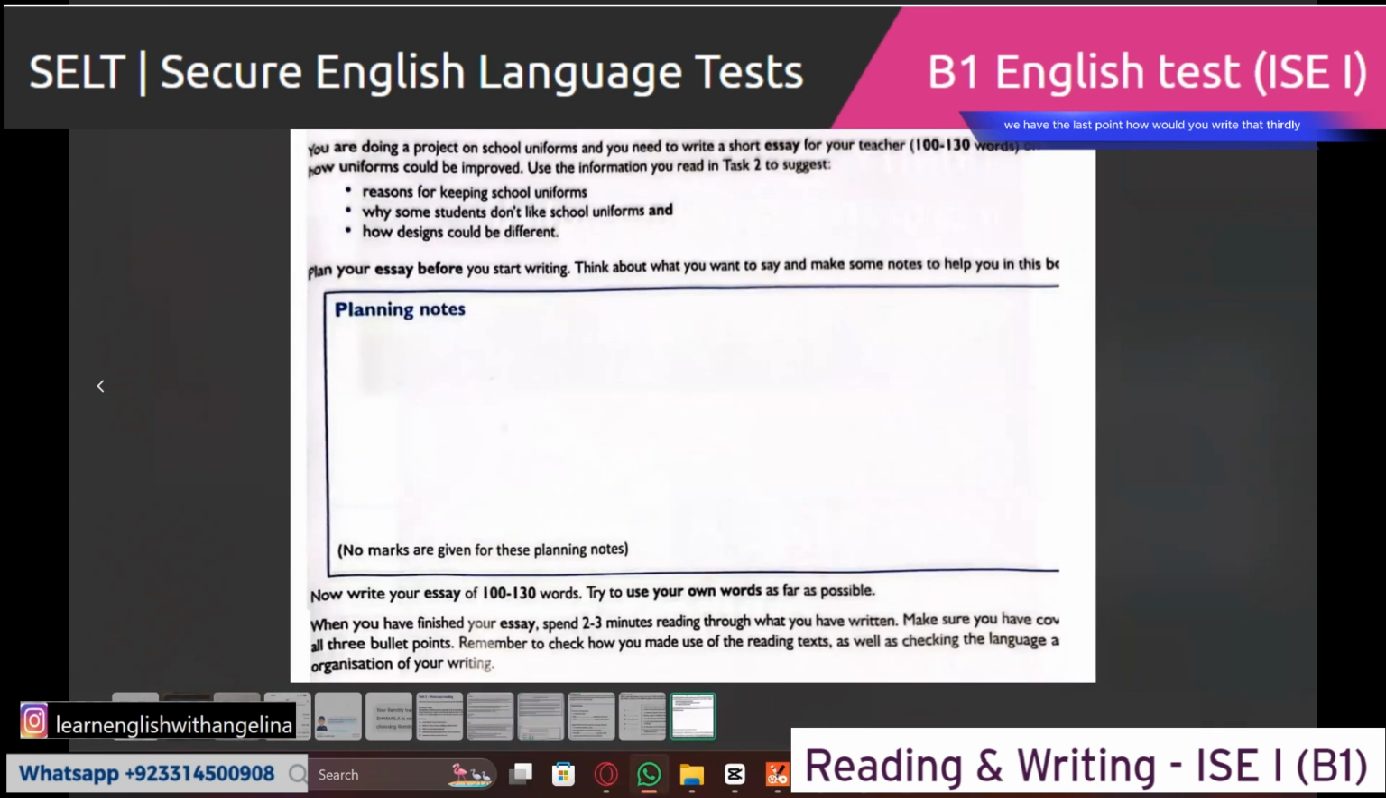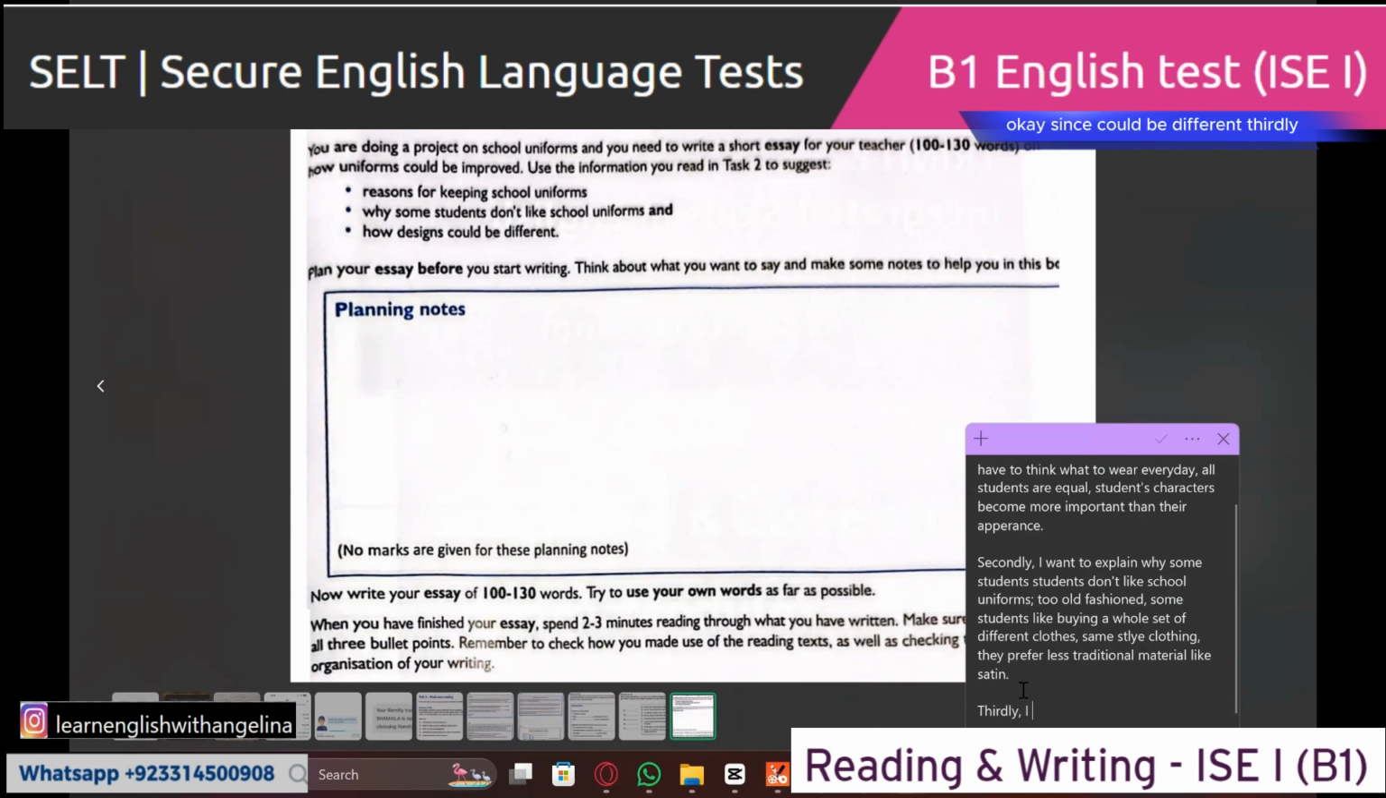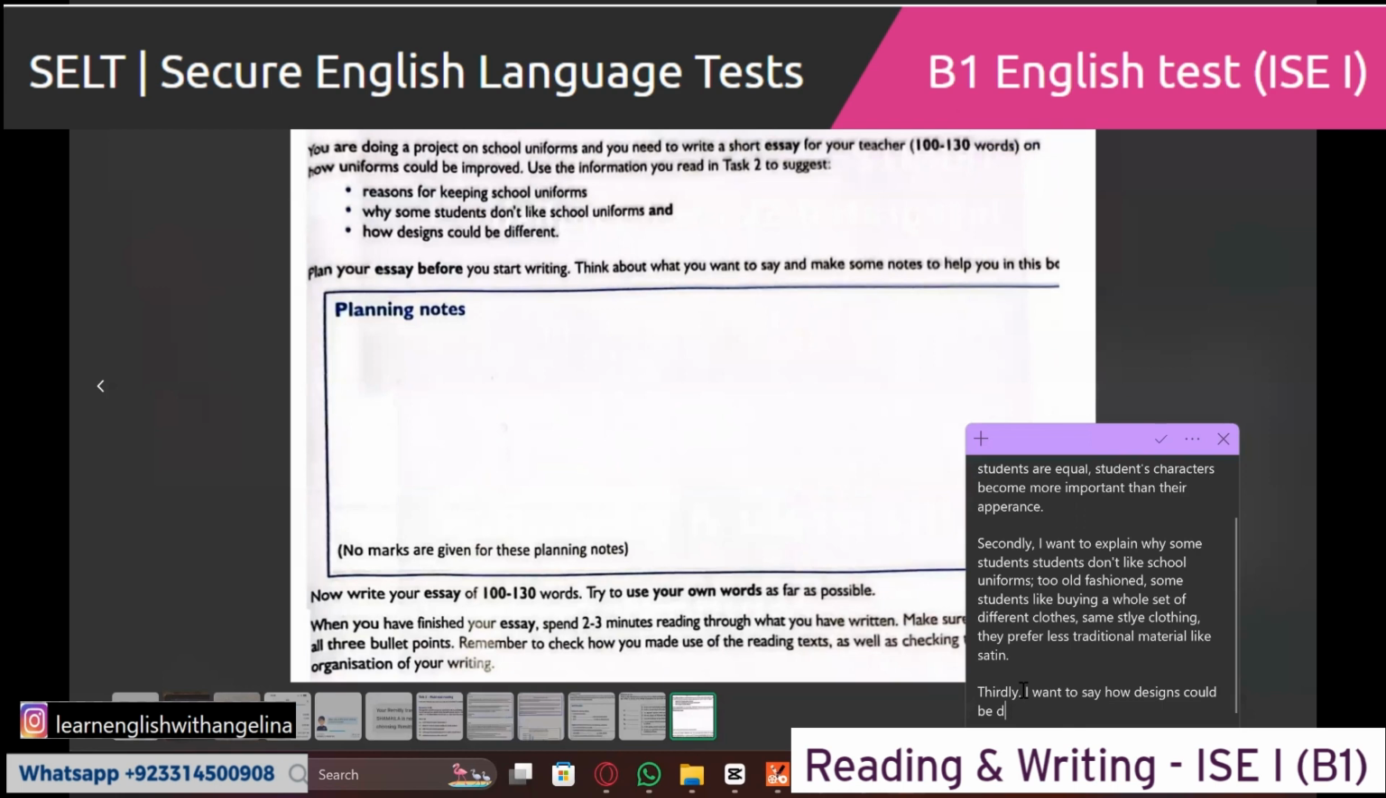Moving further, we have the last point. How would you write that? Thirdly, designs could be different. I want to say, suggest... No, how designs could be different. I want to explain. I want to say how designs could be different.